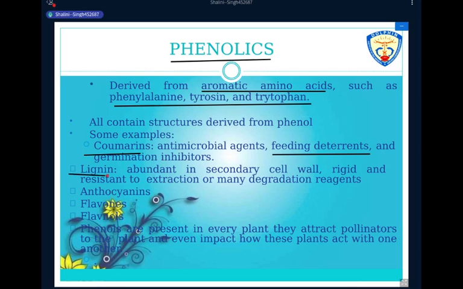Second example of phenolics is lignin. It is abundant in secondary cell wall. It gives rigidity and resistance to extraction or many degradation reagents. Then there are anthocyanins, flavones, flavonols. So phenols are present in every plant. They attract pollinators to the plant and even impact how these plants act with one another. That means they are helping in plant to plant communication also.